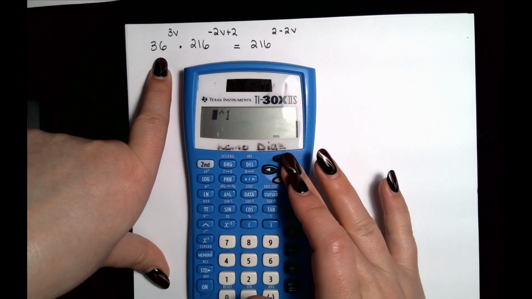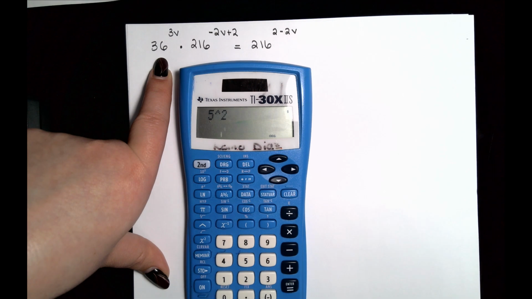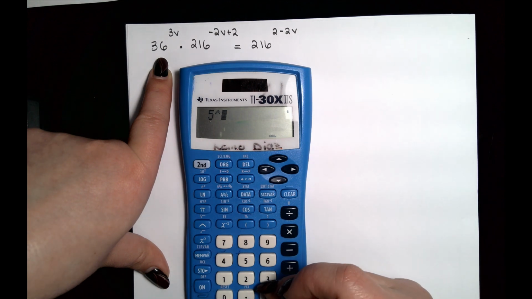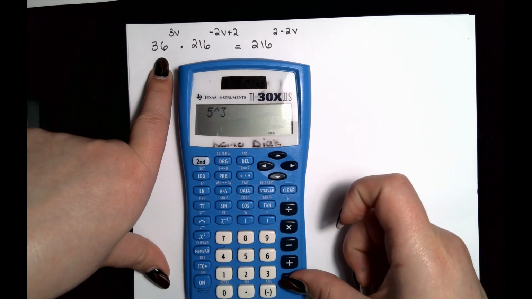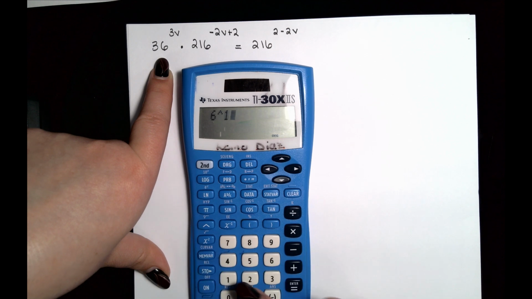Again, 5. I don't think 5 is going to work because if you take a look at my numbers, they're not multiples of 5. So that means I can't use 5. But again, 125, do you see that? It's still not 36. So now let's try 6.